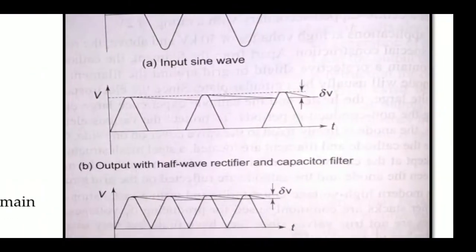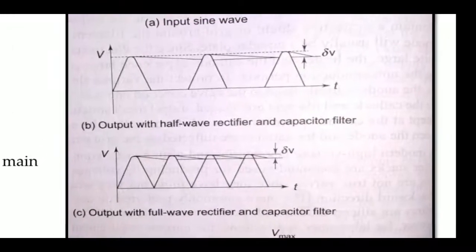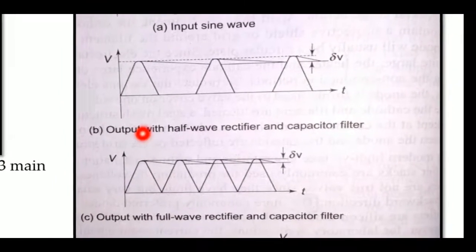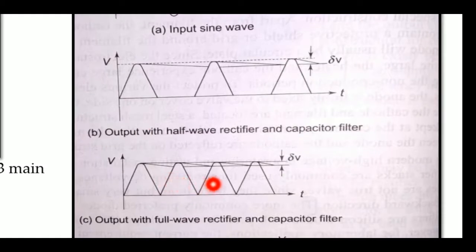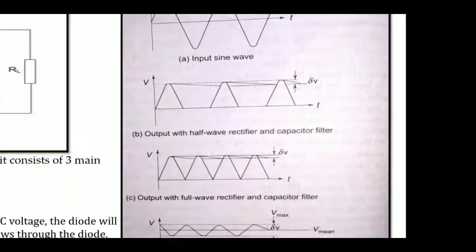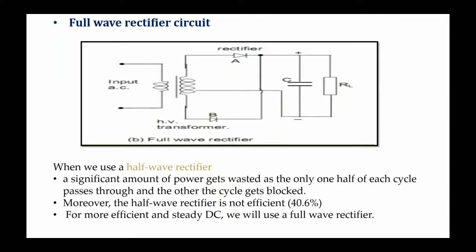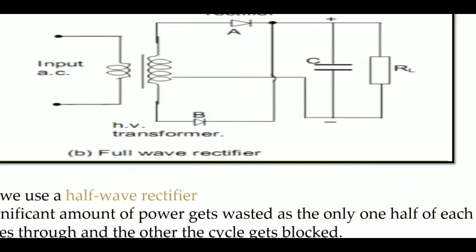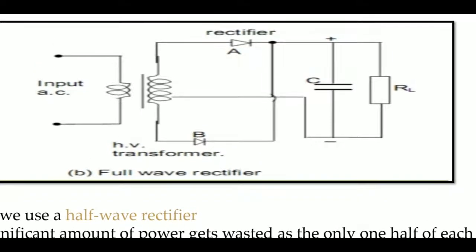So this is the output with full wave rectifier circuits. Both the positive as well as the negative cycles are passed through it. The average output DC voltage is almost twice that of the DC output voltage of a half wave rectifier circuit. Getting? Next thing, this will be a full wave rectifier circuit, meaning almost double, twice the DC output voltage of a half wave rectifier circuit.